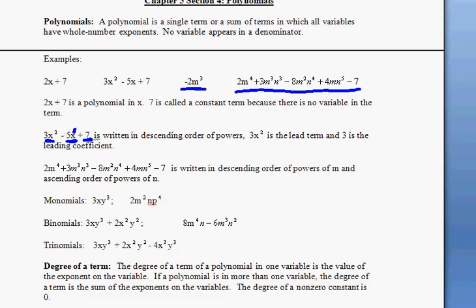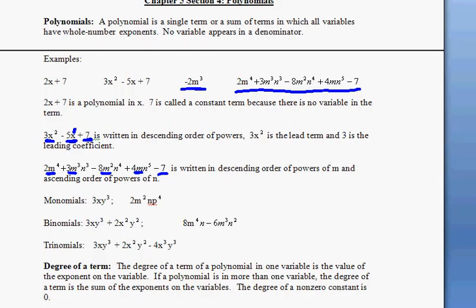The next one, 2m⁴ + 3m³n³ - 8m²n⁴ + 4mn⁵ - 7, is also written in descending order of powers, this time of m, and ascending order of powers of n. If you look at my m's, I go m to the fourth, m cubed, m squared, m, no m at all. I descended the m's.